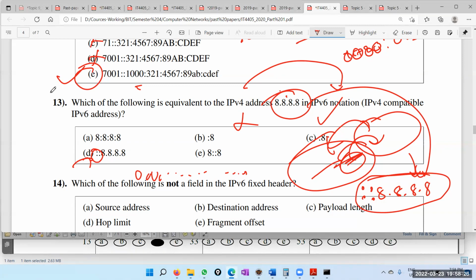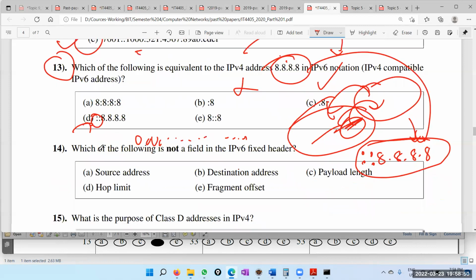Right. So 13. So the answer must be D. Okay. So your IP address will be in the right hand end. Okay. Right hand end. And it will be the dotted, that block represents that they are all zeros. Leading 4 octets are all zeros. Okay. Right. 14.